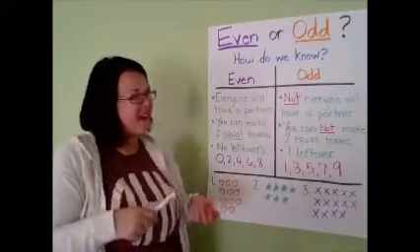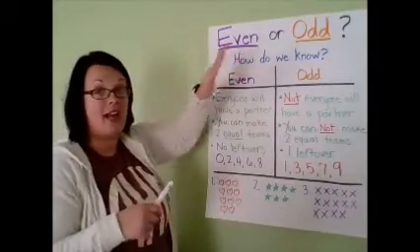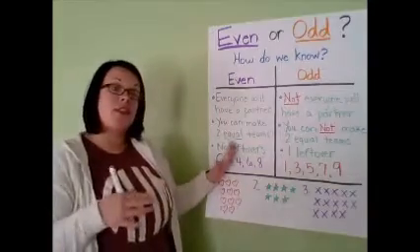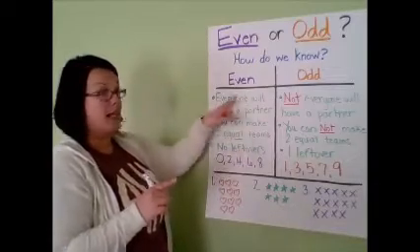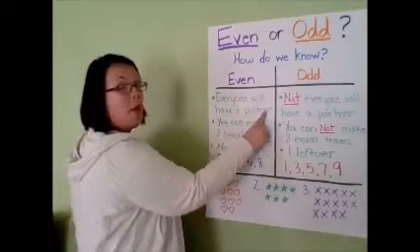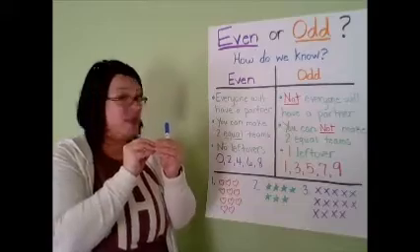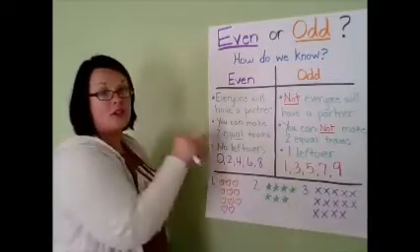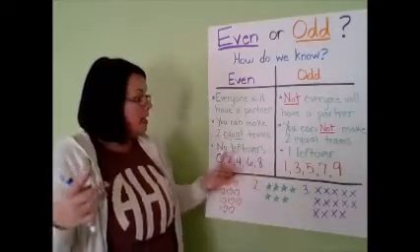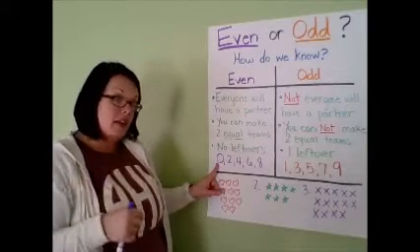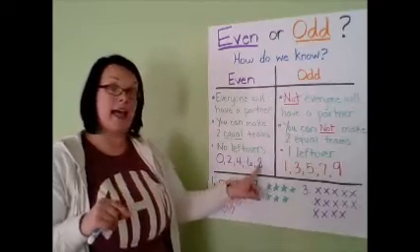So let's talk a little bit about even and odd. We need to figure out how we can tell the difference between even and odd when we look at a group of objects. First, we need to remember that even numbers will always have a partner. When I match them up, they'll always have someone else with them. There'll be no leftovers. They'll always be matched with someone. You can make two equal teams and there's nobody left out. The even numbers are 0, can't forget that one, 2, 4, 6, and 8.